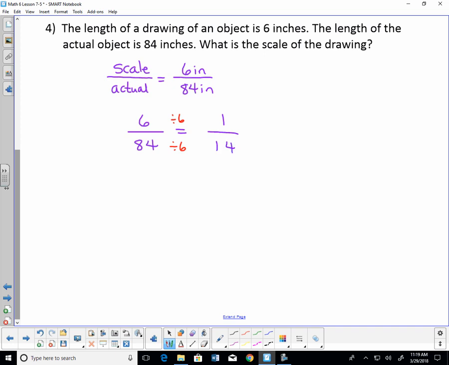So my scale of the drawing is 1 inch is equal to 1 inch to 14 inches. Alright, that's the scale of my drawing. 1 inch to 14 inches. For every 1 inch on my drawing, the actual thing is actually 14 inches long. Alright, last question.